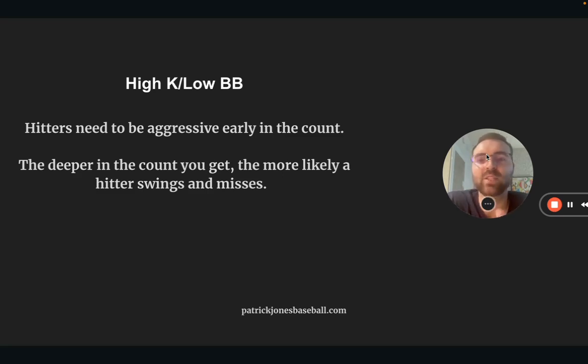So that's one way to utilize statistics to incorporate into your game plan for your hitters. Is this someone who strikes out a lot and also walks a lot? Or is this somebody who strikes out a lot and doesn't walk very many? Because I always think it's important to note how a pitcher is going to start hitters off and how a pitcher likes to finish hitters too.